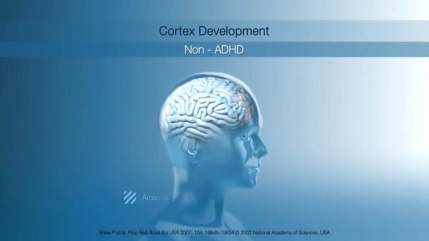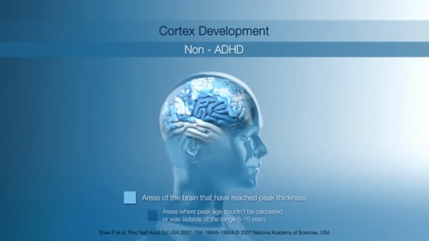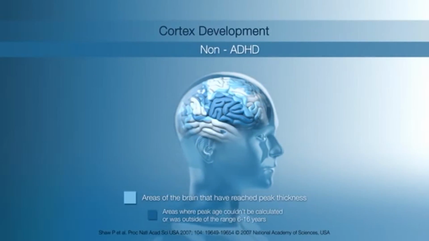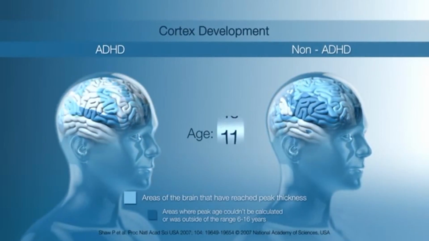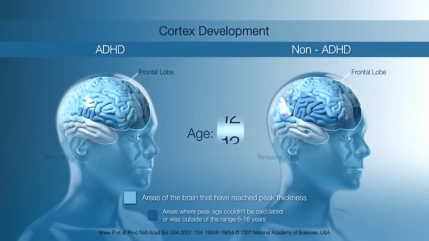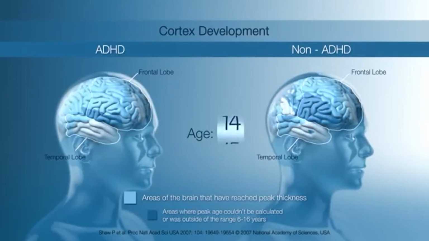In normal development, the cortex, which plays key roles in memory, attention, thought, and language, gradually increases in thickness before reaching a peak during teenage years. Scans have shown that in children with ADHD, the cortex generally develops more slowly, particularly in frontal and temporal lobe regions, which are important for memory and controlling behaviour.